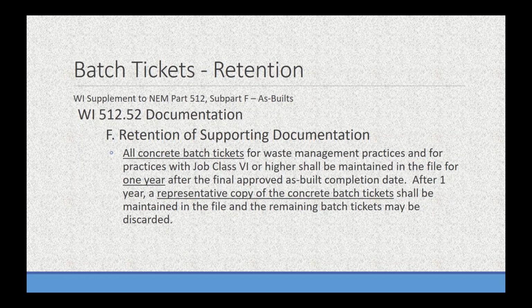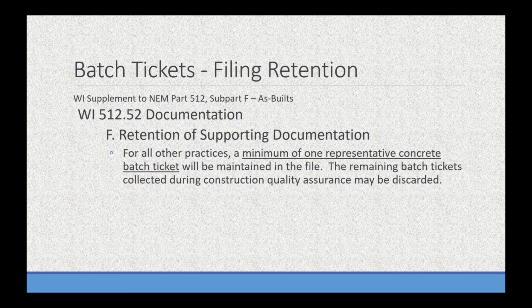So we get questions on this representative copy. What exactly does that mean? Well, I don't think it's a black and white definition. It's going to depend on a few different things. Are you consistently getting one mix at the job site? Are you getting several mixes? Are there varying weather conditions? I think it's going to depend on that to determine how many different representative copies you're going to need. And then for jobs that fall outside of waste management practices or are less than job class 6, we need a minimum of 1 representative concrete batch ticket.